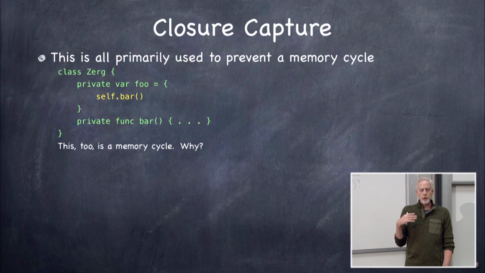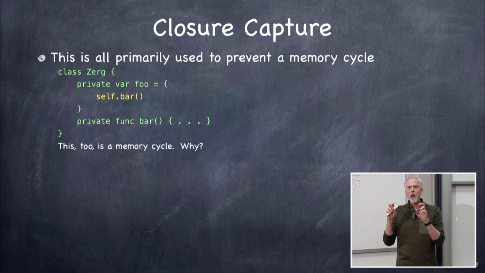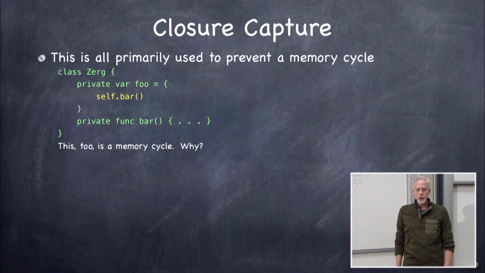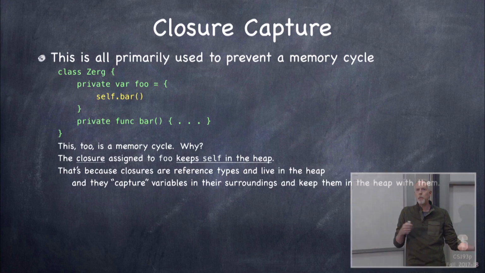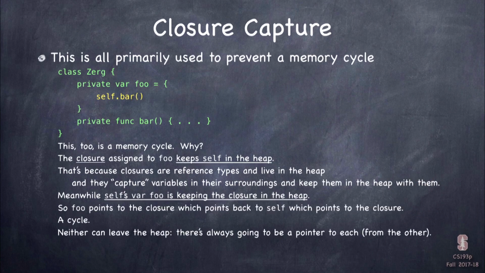And this is a memory cycle because foo, the closure, is referencing self. Self is keeping the class Zerg, the instance of the class Zerg, in memory. And of course, Zerg is keeping the closure in memory because it has a var that points to it. So they're pointing to each other and keeping each other in memory. So that's bad, okay? You got one pointing to the other points to the other. So how are we going to break this cycle?